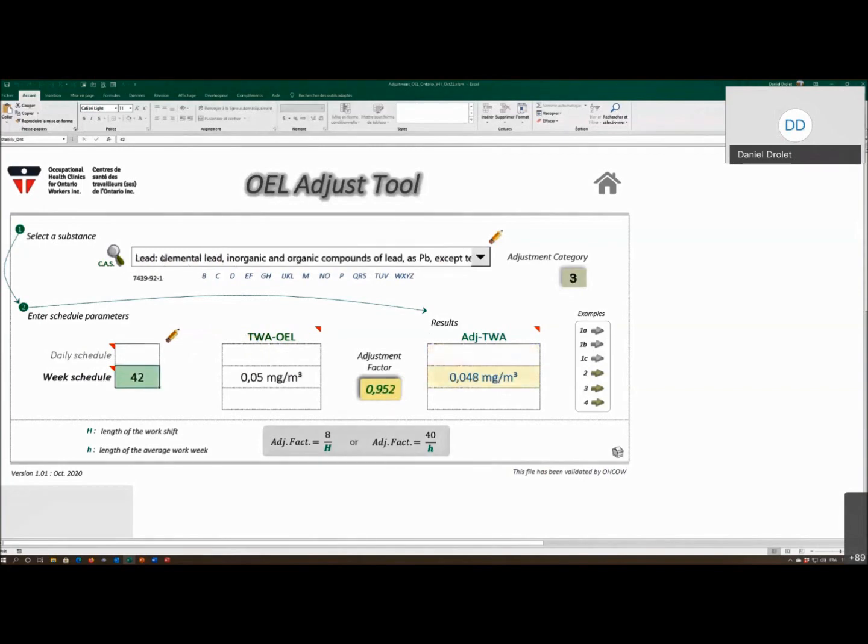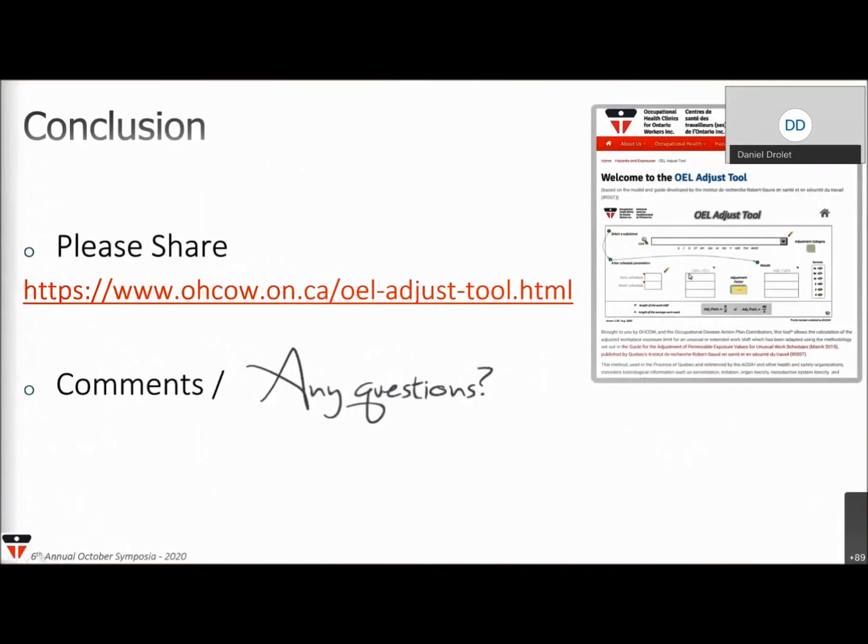Another example, lead. Adjustment category is 3. Let's enter the week schedule in that case, and we calculate the adjusted TWA. And the last example, styrene, with an adjustment category. We have to enter both daily and week schedule, and we can then calculate both adjusted TWAs and keep the most severe. In that case, it is 23.3. So the file is as simple as that.